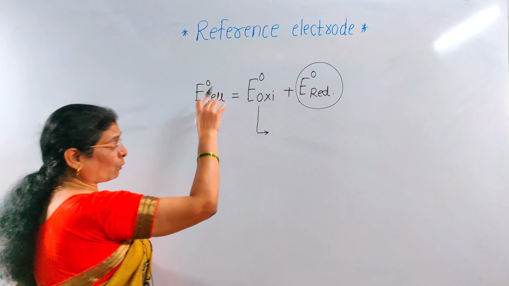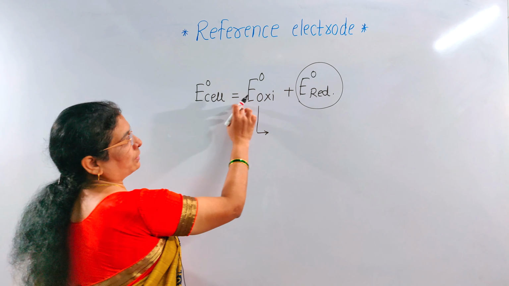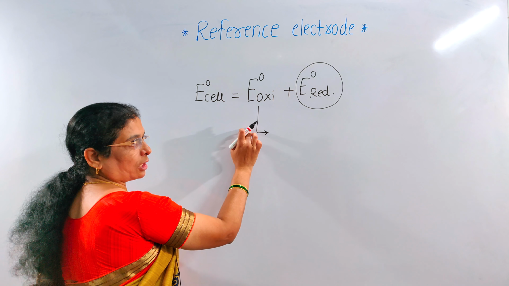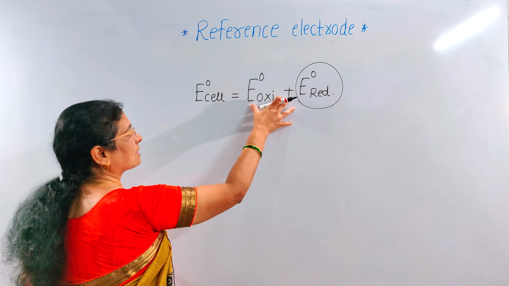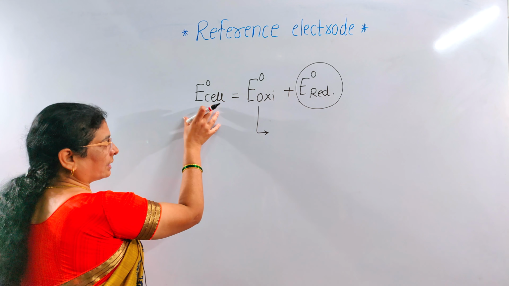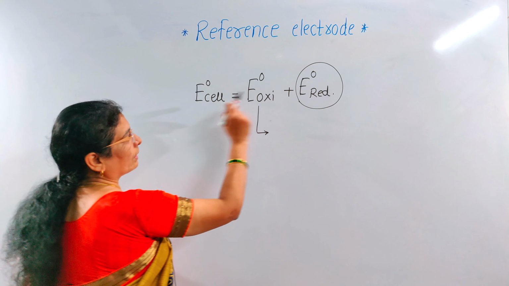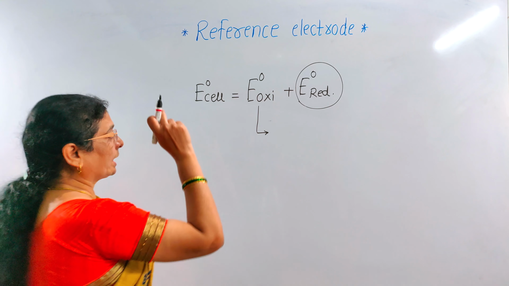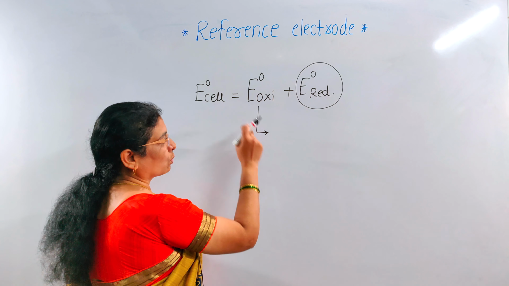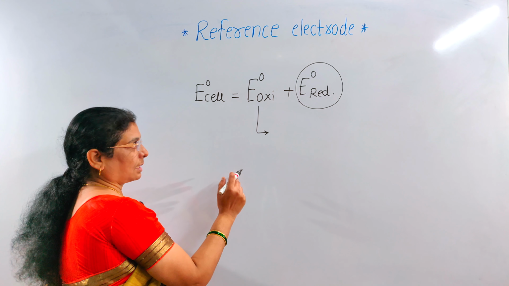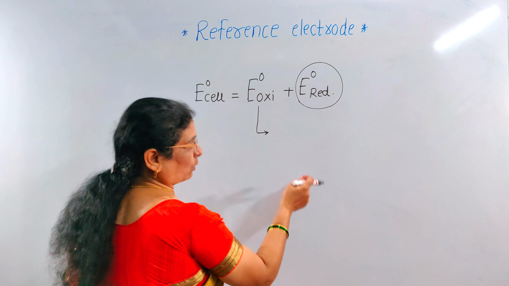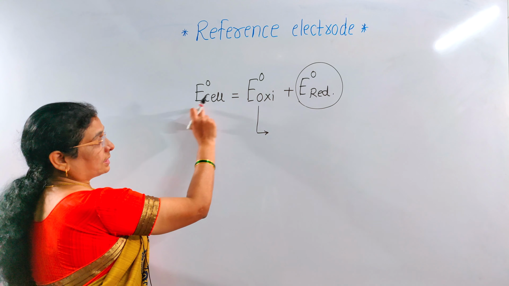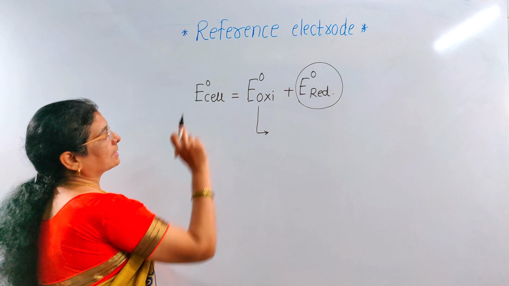What we have done? We have constructed a cell by using these two electrodes. In these two electrodes, the potential of one electrode is known to us, and we have constructed a cell. The cell potential we have determined, and by using this value and this value, you can calculate this value. Remember here, we require one electrode whose potential is known to us, and that electrode is called a reference electrode.